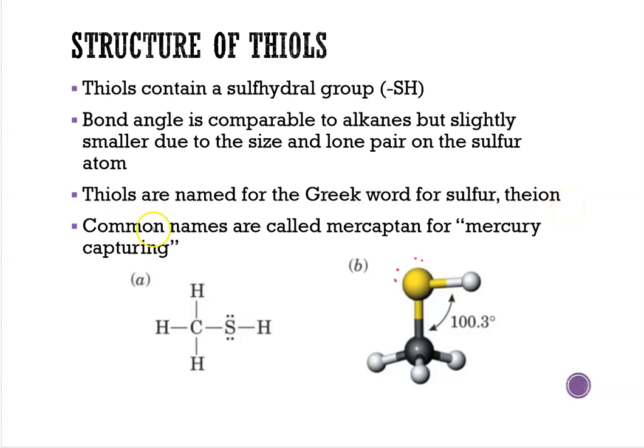There's the word. Common names for thiols are called mercaptan, which sounds really weird, but it's for mercury capturing. It's because of the way that sulfur reacts with mercury and is able to form mercurious compounds. So that's why it's called mercaptan. I think it's super fun. It sounds like somebody who is a captain of a ship that's looking for mermaids, but that might just be me.